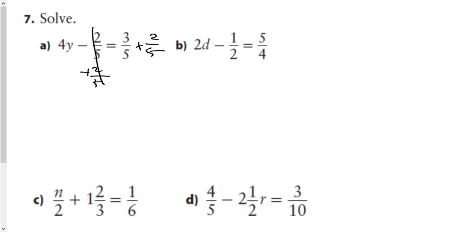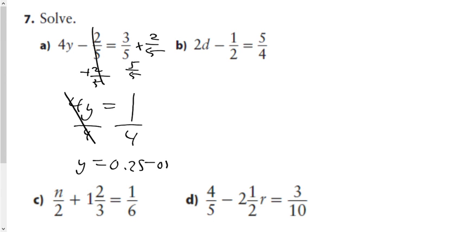Adding 2/5 and subtracting 2/5 are opposite operations. I'm left with 4y equals the sum of these two, which is 5 over 5, which is 1. Then dividing both sides by 4 will tell me that y equals 0.25, or since it started in fractions, we should probably keep it as a fraction, 1/4.